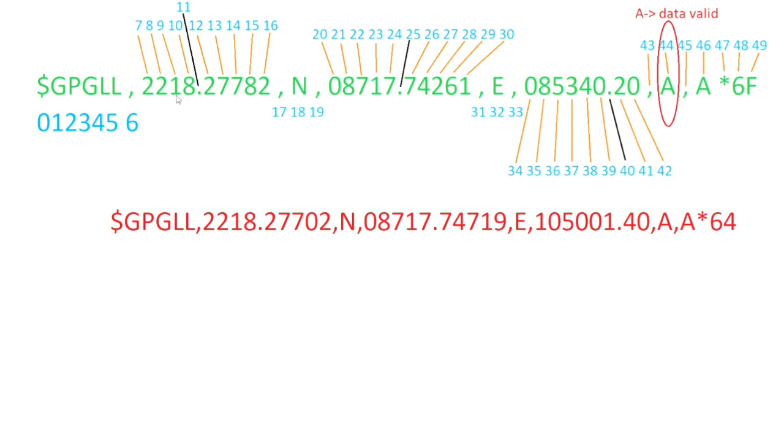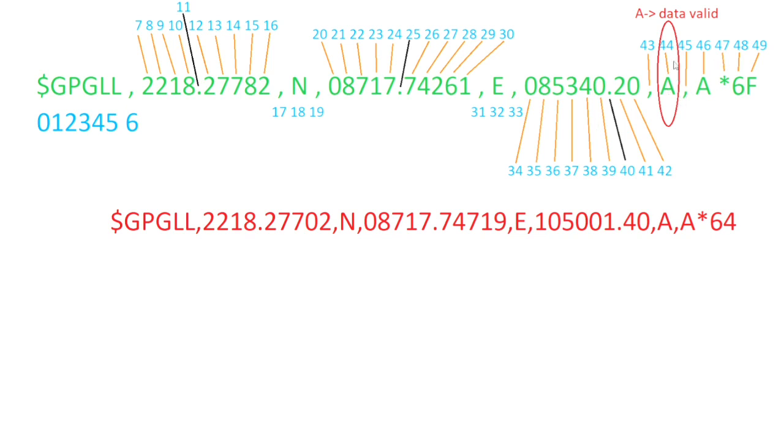Now it is important to note that this information is actually stored in this manner: 22 degrees, 22.18 degrees, and then the remaining data after the point is in minutes and seconds. Similarly for the longitude. So this information we will convert to a usable form for our microcontroller. And after that we have the UTC, 085340.20. This stands for universal coordinated time. It is the time at which the fix was obtained.